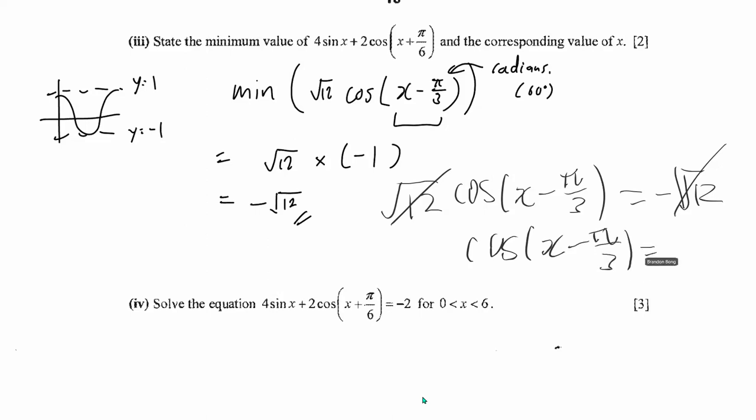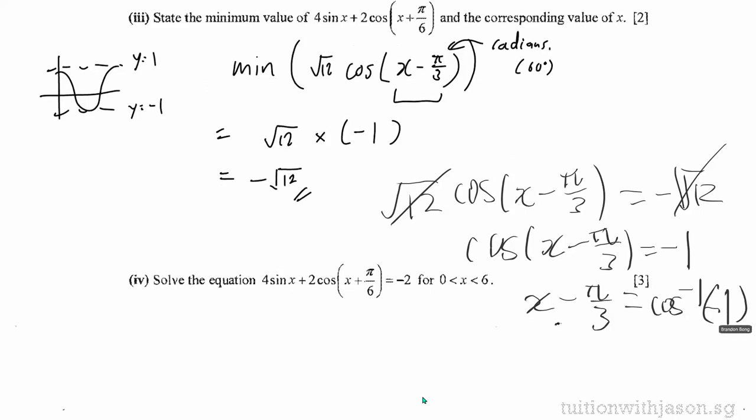Why do you need to solve? Wait, I thought they want the corresponding value of X. Oh, right. Sorry, my fault. Yes, you're right. Yes, they need to solve. You need to solve for X. I didn't read the question properly. State the minimum and find the corresponding X. Cosine inverse negative 1.